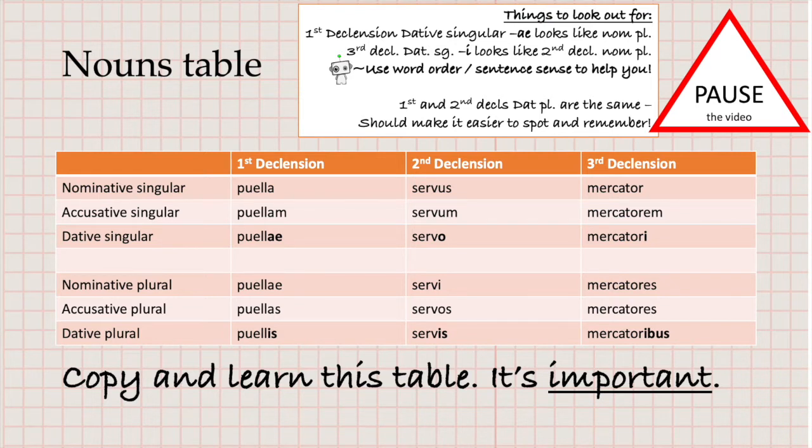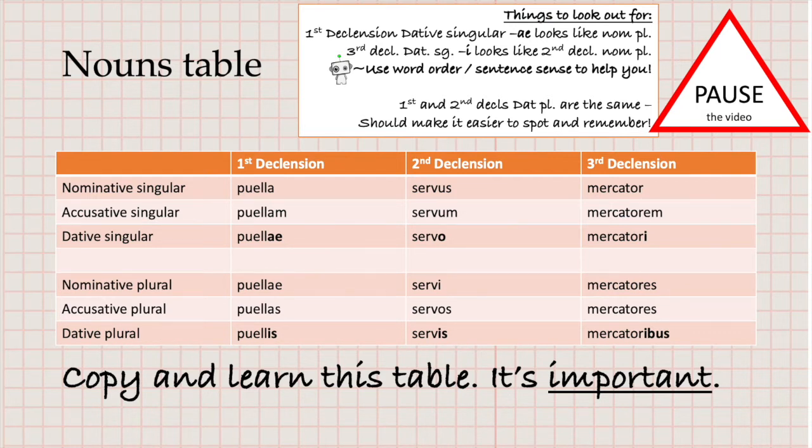First declension, the first group of nouns, the ones that are usually feminine, words like puella, meaning girl: puella, puellam, puellae, puellae, puellas, puellis. So puellae is the dative singular and puellis is dative plural. Second declension, second group, nouns that end in us, or sometimes nouns that end in like puer. Servus, servum, servo. Servi, servos, servis. So servo in the dative singular and servis in the dative plural.